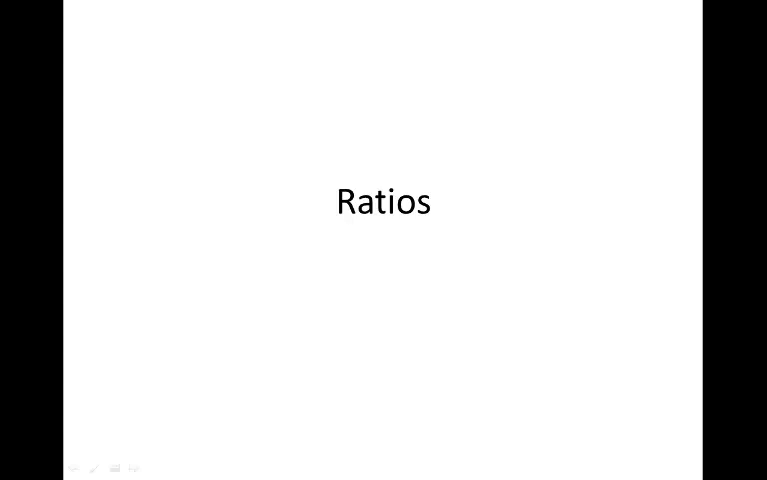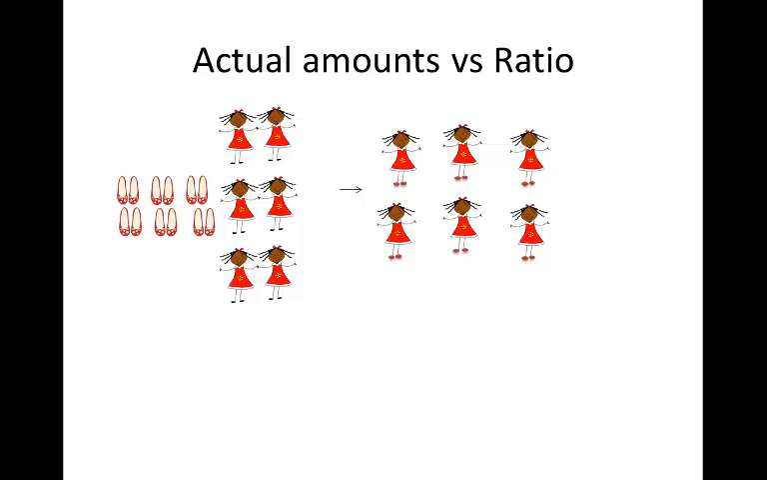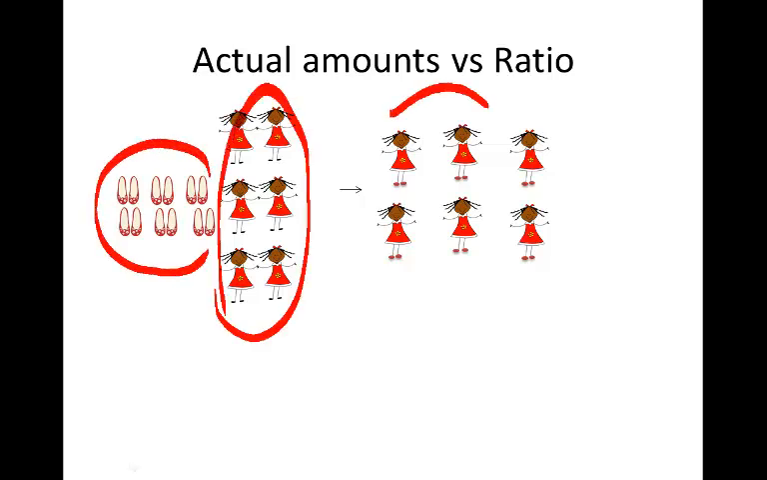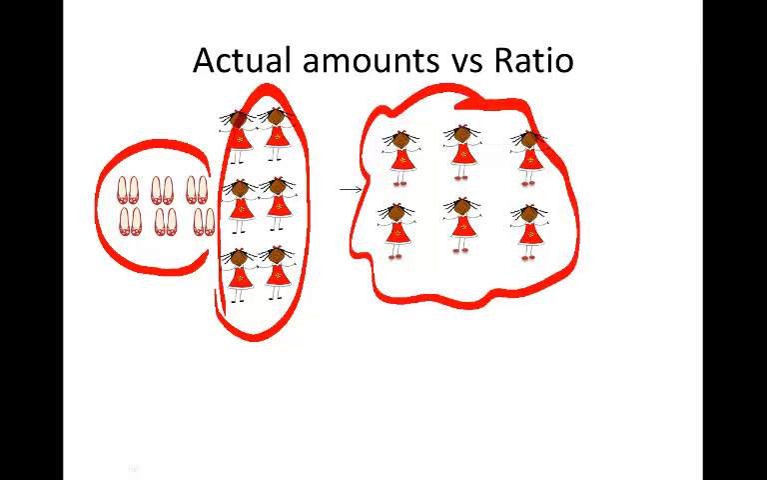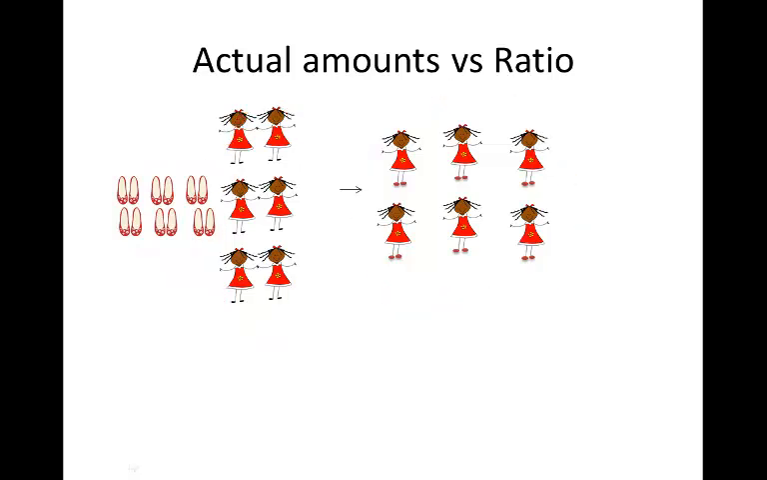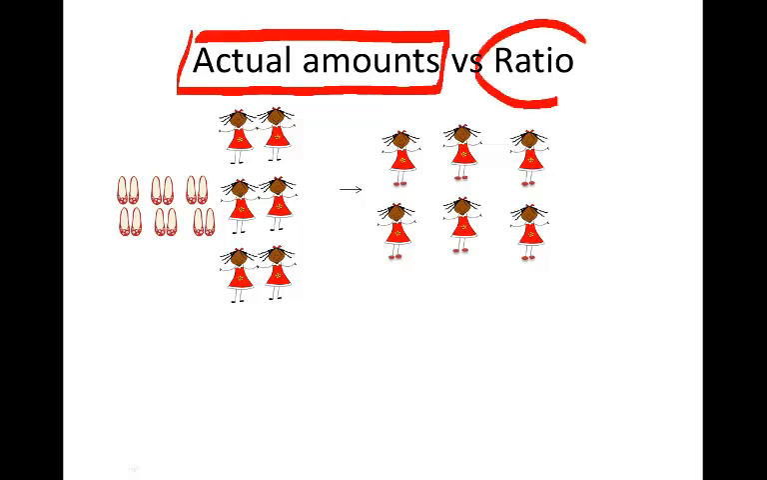What do I mean by that? Let's take this example. We have girls here and shoes here, and then here we have girls with shoes. Now it's important to understand the difference between actual amounts and ratios. So let's speak about the actual amounts of shoes, girls, and girls with shoes that we have, and then the ratio of these three to one another.